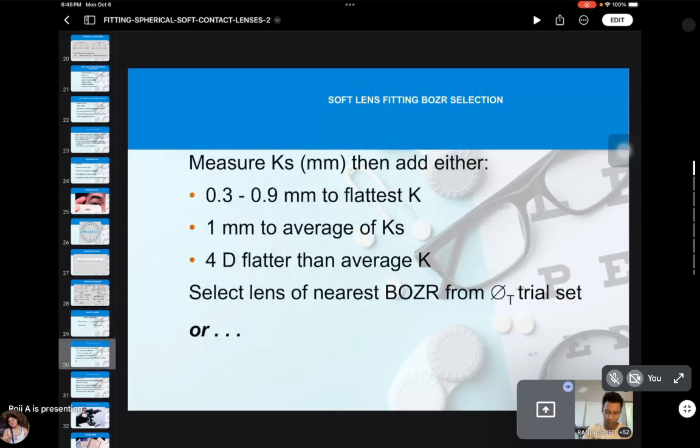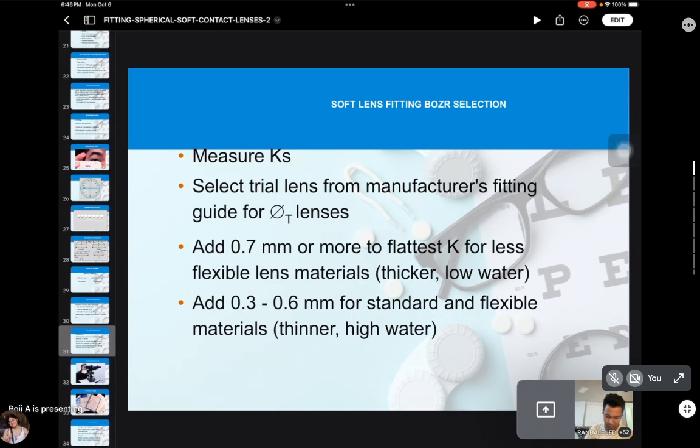Now, we use a fit factor. A fit factor is 0.3 to 0.9, so 1 millimeter to average K. For 0.7 diopter flatter than average K, we add 0.7 or more to the flat K for the less flexible material, or thicker, or low water content. 0.3 to 0.6 is added for standard and flexible, thinner, high water material. Clear?